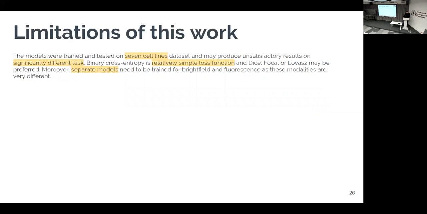So what are the limitations of this work? First of all, the models are trained and tested only on 7 cell lines. And as we have seen, if the tasks are significantly different, we have a significant domain shift, then the models may produce really weak results. Then binary cross entropy is a relatively simple loss function, and dice, focal, or Lovasz, or probably a joint loss of these 2 or 3 may be preferred. And separate models need to be trained for bright field and fluorescence, so it's not possible to achieve a universal segmenter right now for 2 modalities or even more modalities because they are very different.